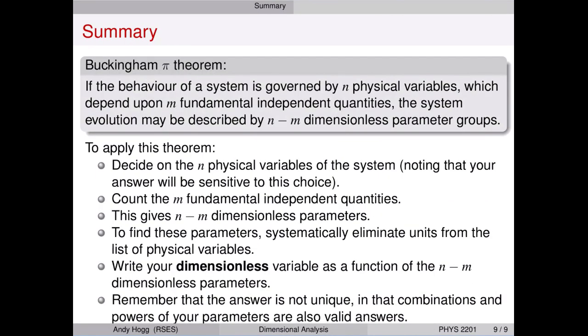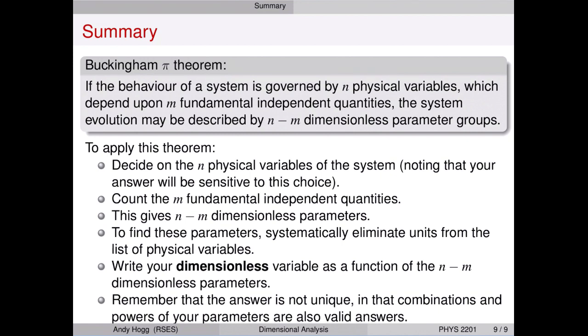So, I hope you found that illuminating. Just to summarise quickly, today I've introduced to you the Buckingham Pi theorem, which says if the behaviour of a system is governed by n physical variables which depend upon m fundamental independent quantities, the system evolution may be described by n minus m dimensionless parameter groups.